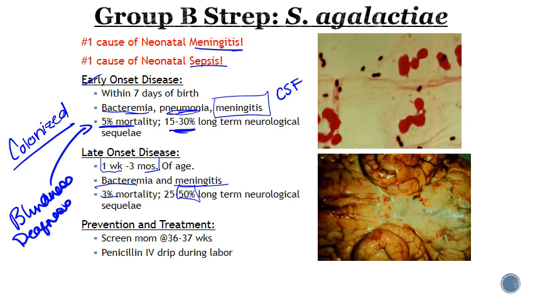The good news is that we can actually prevent this one pretty effectively. It is susceptible to penicillin, and that is currently the drug of choice. Last I checked with OB, they were screening patients between their 36th and 37th week prior to delivery to determine if they were group B strep positive. Sometimes that changes. A couple years ago, it was 35. Now it seems they're getting closer and closer to that due date.